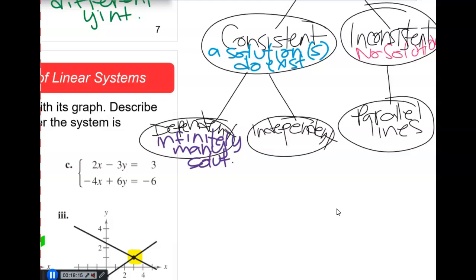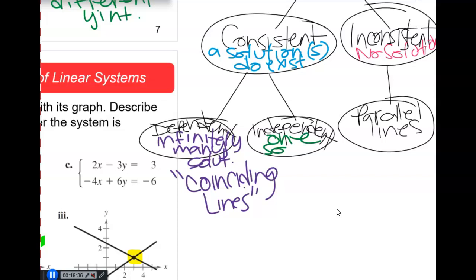That is because we have two lines that are overlapping, right? We could say they're coinciding lines. And for independent, we are going to have only one solution. That is because you have two lines that do not have the same slope, and the y-intercept doesn't really matter. Well, if they have the same y-intercept, that will be the solution actually.